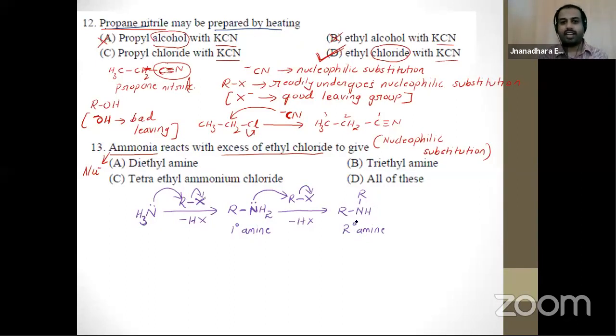Right. Again, will the reaction stop? No. The lone pair of nitrogen is still active. In fact, it's more active now. This reacts with a third mole of RX to give you RNR, with three R groups attached. This becomes your tertiary amine.